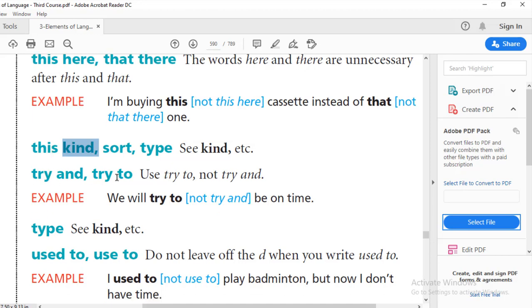"Try and" and "try to." The problem here is that you use "try to," not "try and." Like "try to do something, try to be on time." But here you have to "try to do something," right? Use "to" with it.